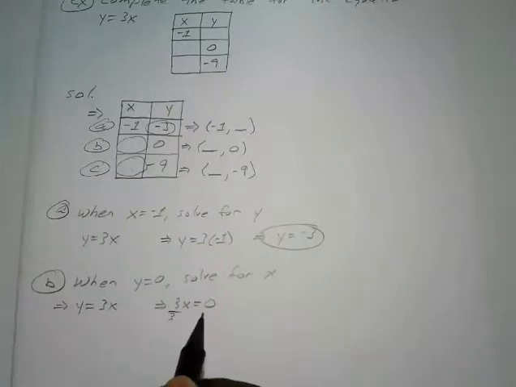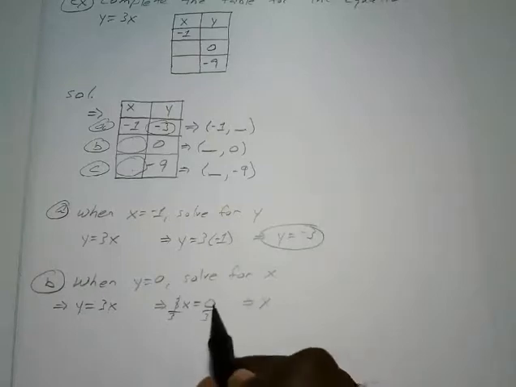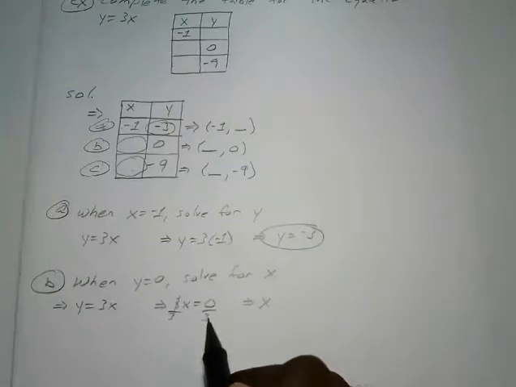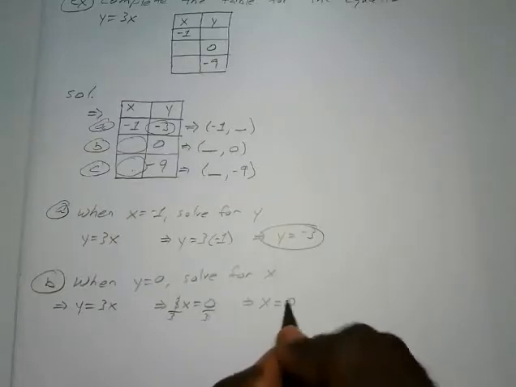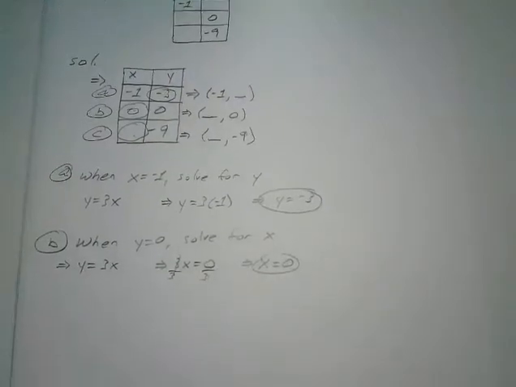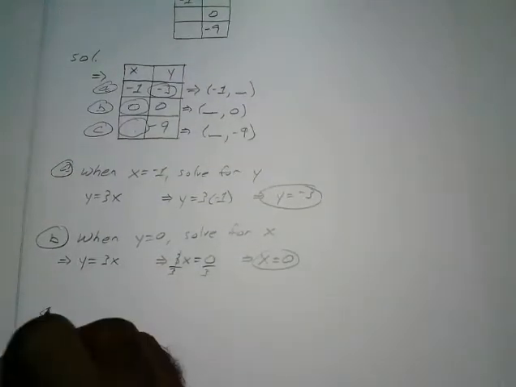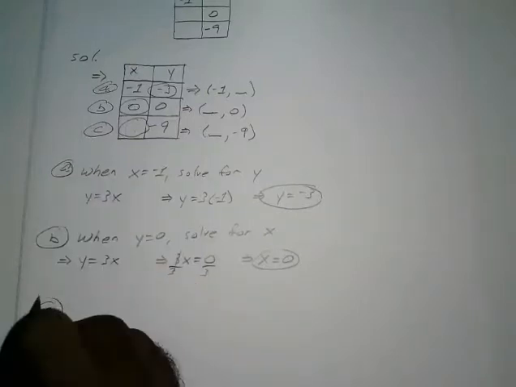Okay, so we divide both sides by 3. We have x equals 0 divided by 3. 0 divided by any value other than 0 is going to equal 0, so whenever the 0 is on top, it's going to equal 0. So x equals 0. Okay, so that means this one just becomes 0, 0. And what I want you to do is go ahead and solve C.